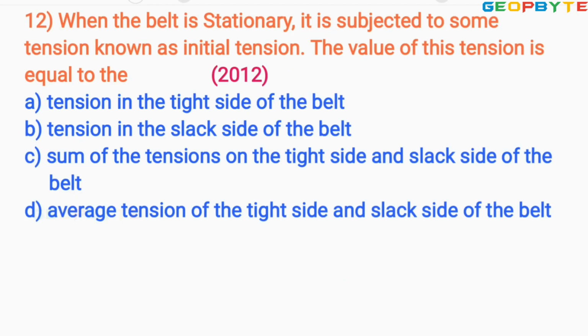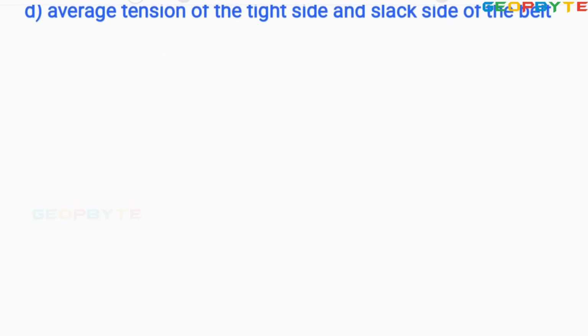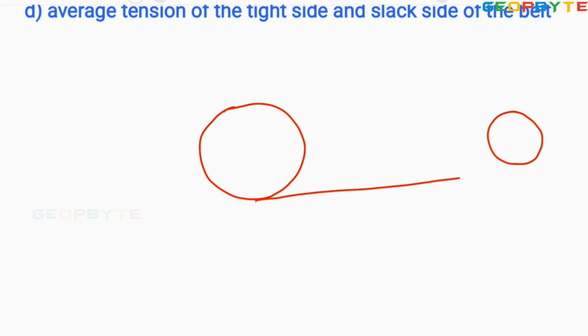Look at the 12th problem asked in 2012. It is asked like this. When the belt is stationary, it is subjected to some tension known as initial tension. The value of this tension is equal to, you are asked to find the initial belt tension. If you take the belt drive, particularly the open belt drive, in the open belt drive, the belt is connected to the pulleys like this.